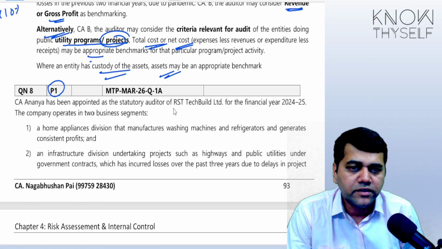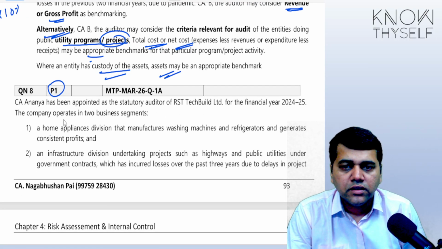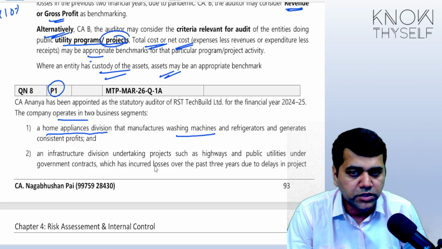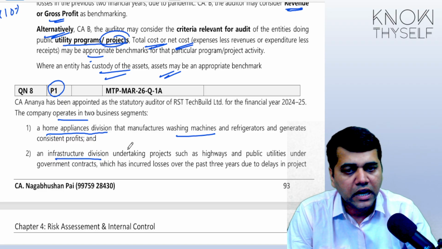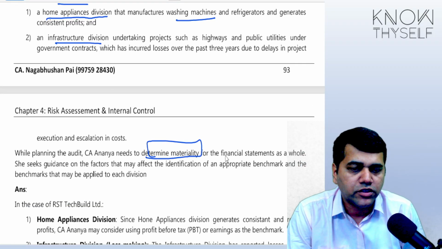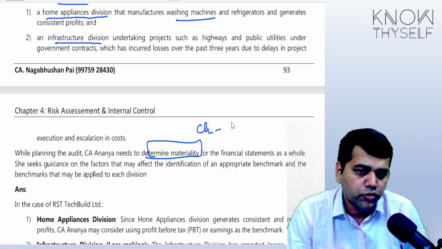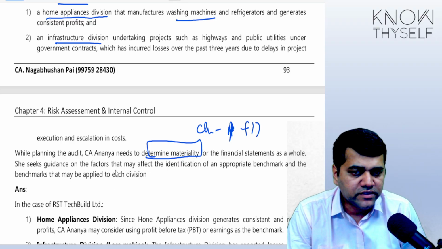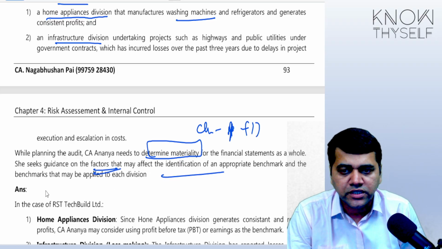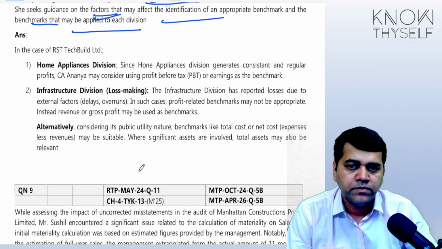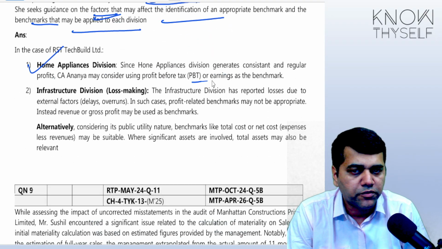Ananya has been appointed as a statutory auditor. It operates in two business segments: a home appliances division that manufactures washing machines, and an infrastructure division for highways, public utilities, etc. They want to determine the materiality for the financial statements as a whole. Chapter number 4, concept number 1, sub-concept number 1. She seeks guidance on the factors affecting the identification and the appropriate benchmark that can be applied to each division. Okay, so now you can say home appliances, profit before tax, same question.